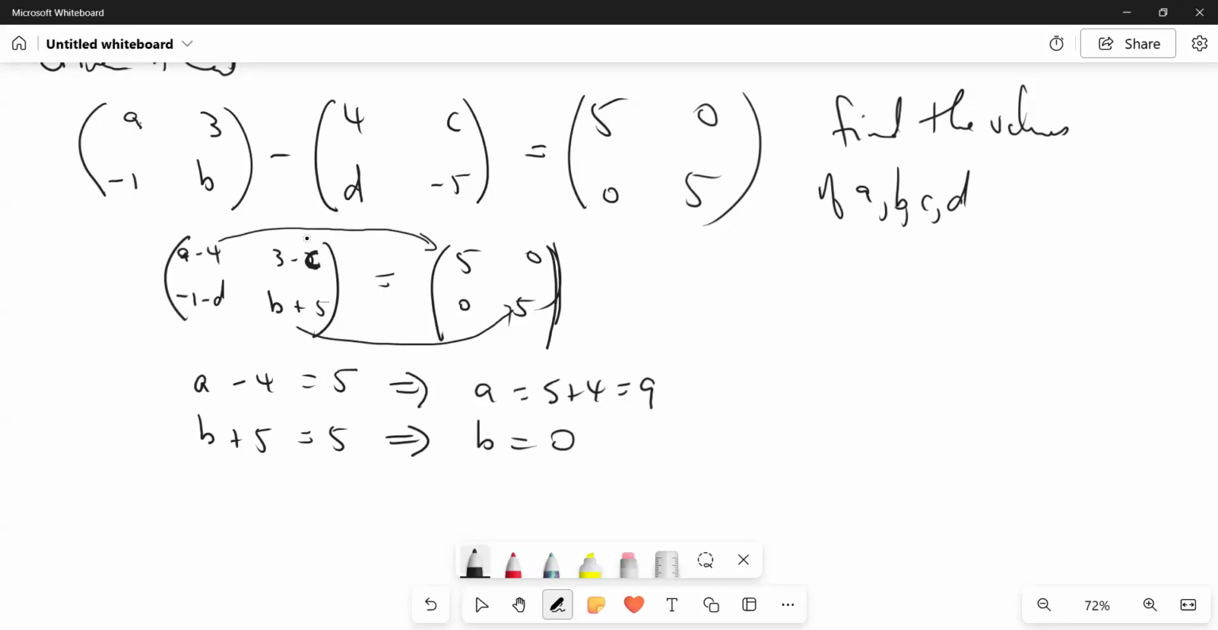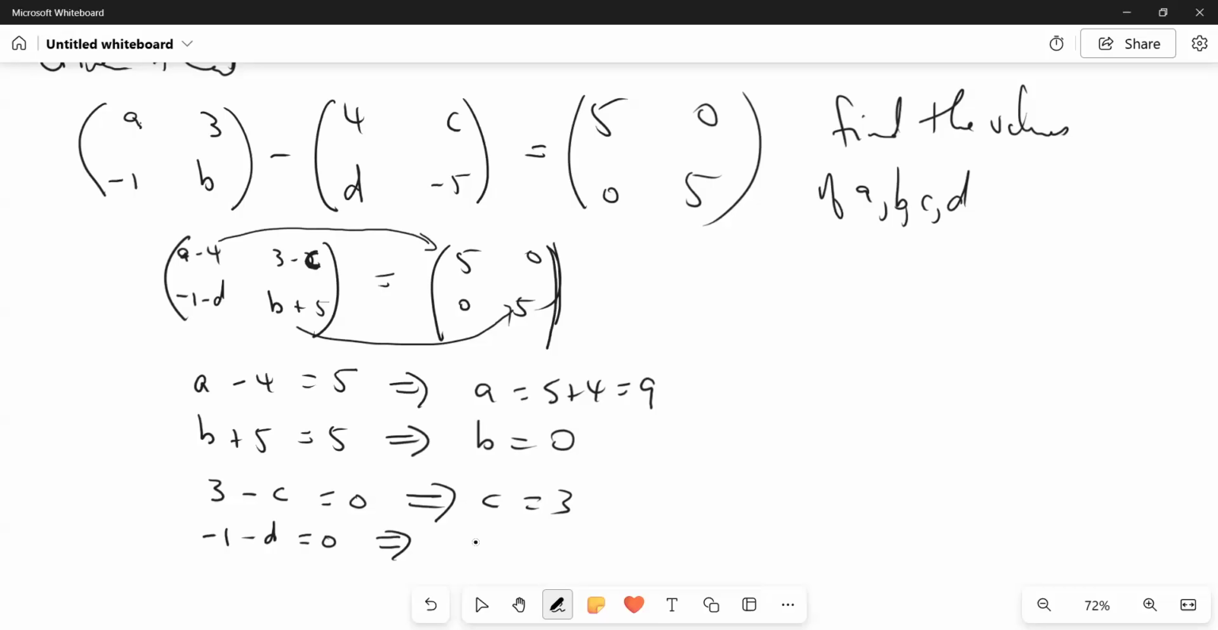Good. So 3 minus C equals 0. That implies that C equals 3. And then minus 1 minus D equals 0. That implies that, if you bring the D over here, you get D equals minus 1. Right? So we got A, we got B, we got C, we got D, all the values.